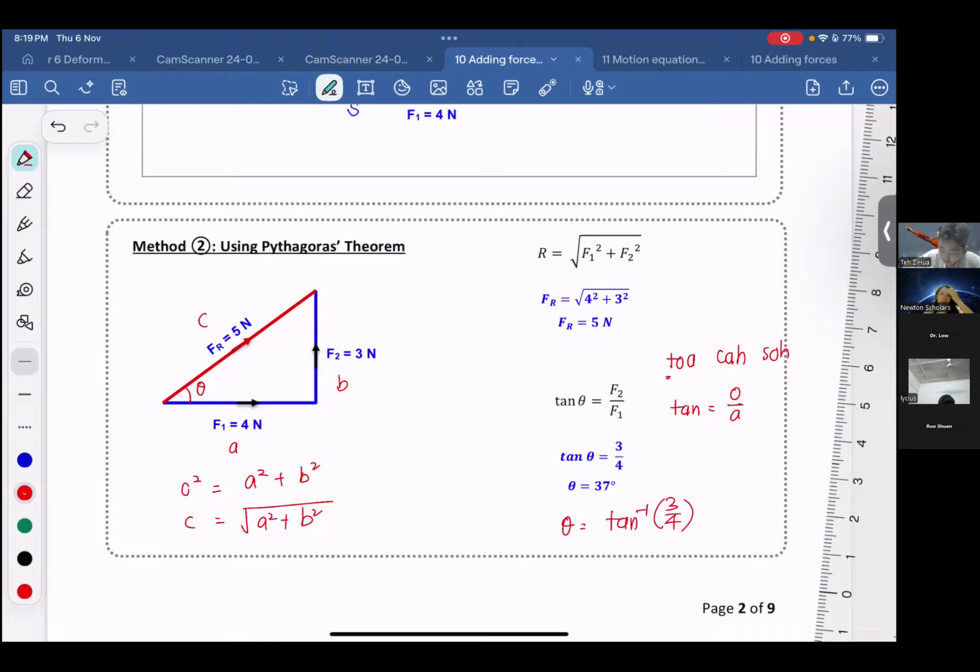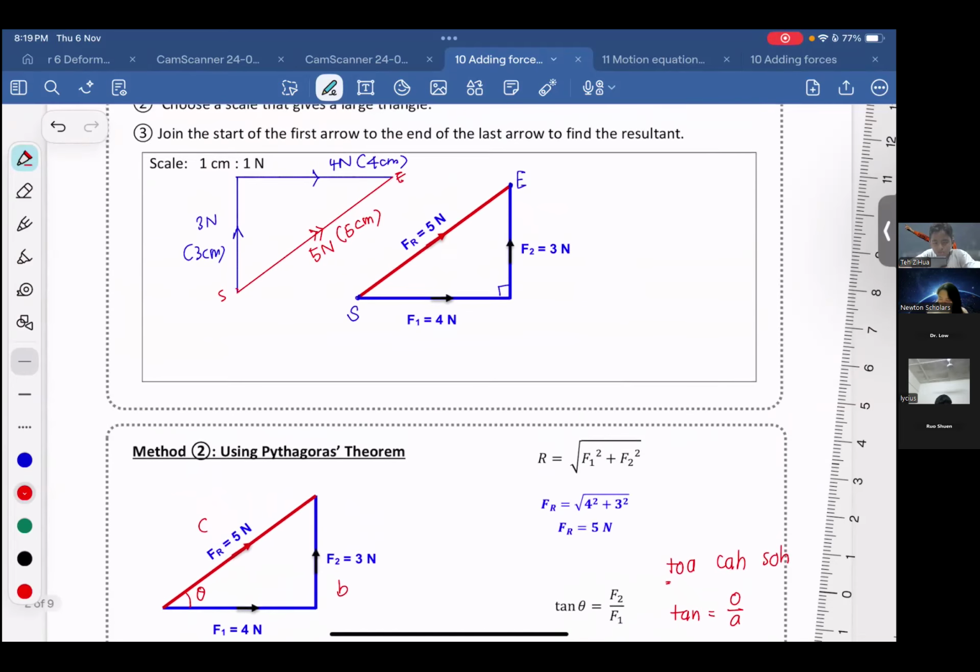So if you take out your calculator, because I realized that some of my students don't know how to press the calculator for this part. They're asking me how to get the 37 degrees. So boys and girls, you press shift, then press tangent. In brackets, you key in 3 over 4. Then you will get the answer, 37 degrees. Okay? Is it okay, dear?